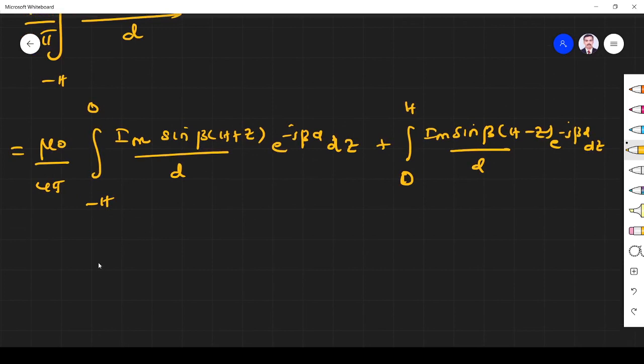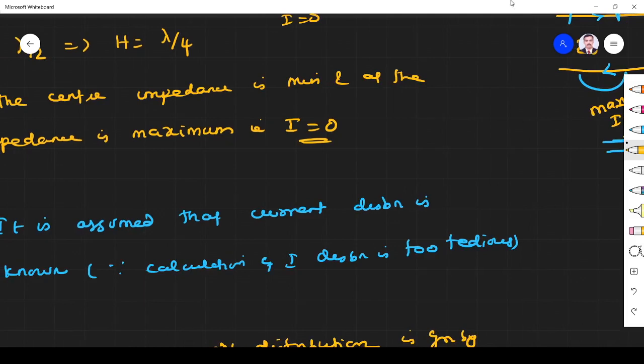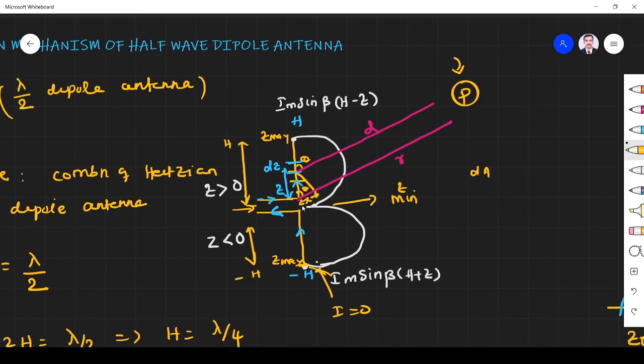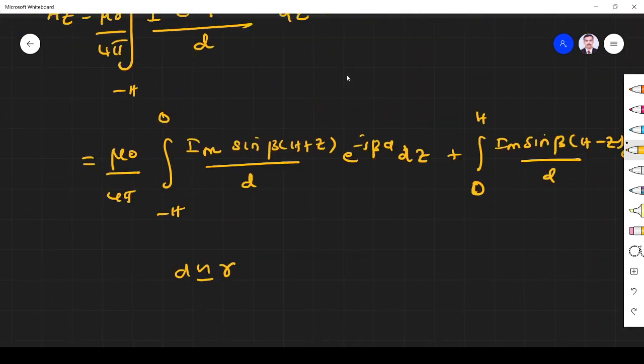Okay, now we are going to find the radiation field, right? So we already know d is approximately equal to r. You see why? See the length here, that is the only difference, right? d is the distance from the current element to the radiation point. r is the distance from the center of the antenna to the radiation point, right? So when you consider a long distance, this difference has no impact when P is far away from the antenna. So d is approximately equal to r.